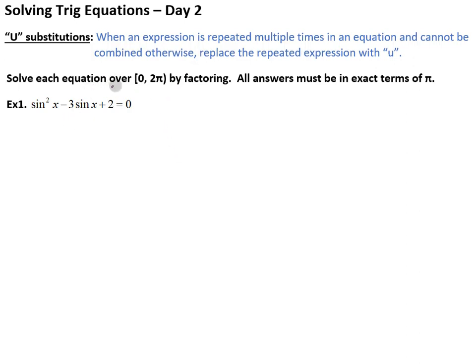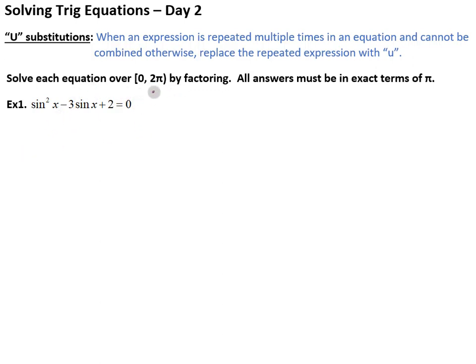So it says solve each equation over the interval 0 to 2 pi, with 2 pi excluded, by factoring. All answers must be in exact terms of pi. So we're leaving our answers in terms of radians. You'll notice here that we have three terms: sine squared, sine to the first power, a constant, equals 0. Here I can't combine sine squared and sine, right? They have different powers, sine squared, sine to the first, and they're separated by addition or subtraction.